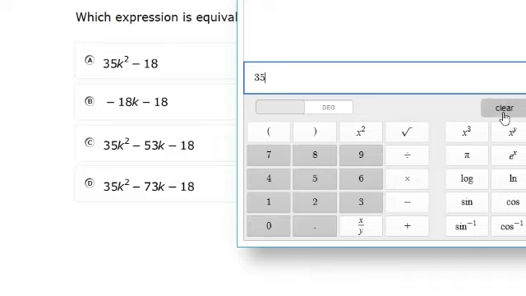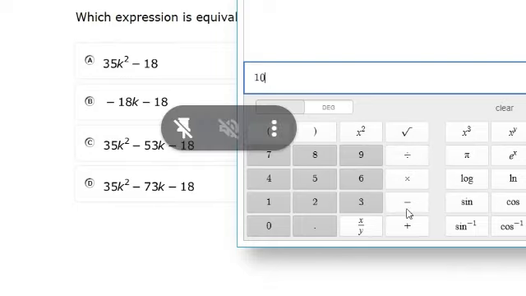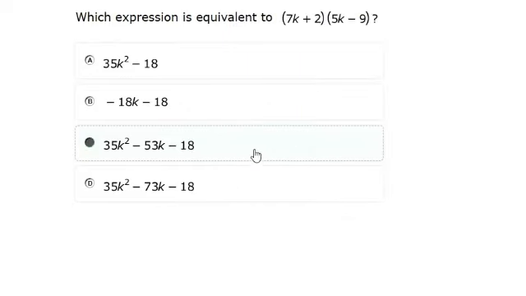Oh, 35k squared is around... Okay. Where's the k power 10? Where's the minus 10 minus 6? Is it this one? Yeah. Which equals... FOIL method. Yeah. We write that to real.